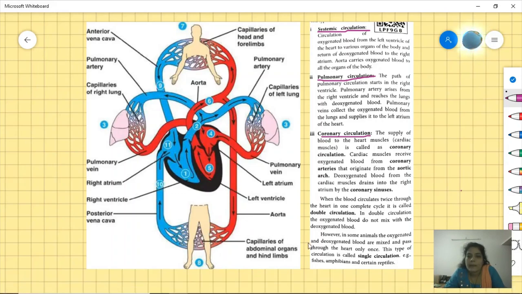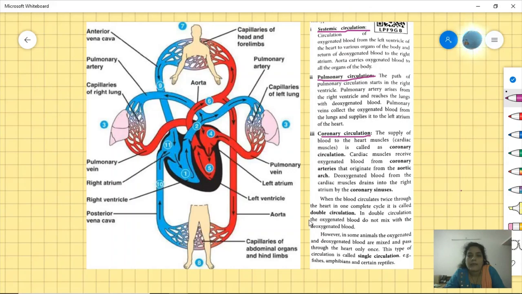Next, the second one is single circulation. In some animals, the oxygenated and deoxygenated blood are mixed and pass through the heart only once. Only one time it can move. So this type of circulation is called single circulation. For example, fishes, amphibians and certain reptiles. When it is moving, the oxygenated blood and the deoxygenated blood mix together in one cycle. Only one time. That is known as single circulation.